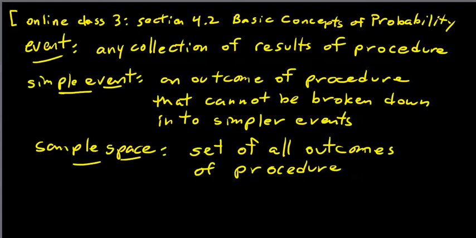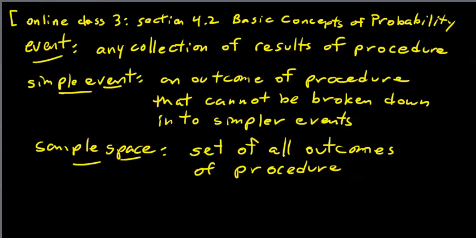Alright, we're beginning online class 3, section 4.2, basic concepts of probability. We're launching into the probability portion of this course. As you may recall, there are three major portions of the course: descriptive statistics, probability, and inferential statistics. So we're seeking to build a foundation for inferential statistics later on in the course by investigating these concepts of probability, chiefly in chapters 4 and 5.